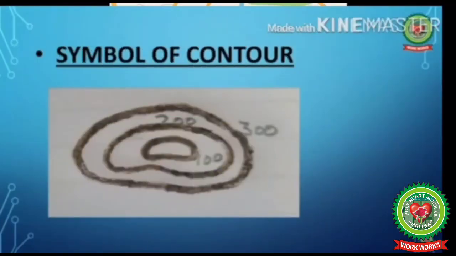Next is contour. Students, this is the symbol of contour. What is contour? These are imaginary lines shown in brown color joining the places of equal height above the sea level. The distance between the two contours is normally 20 meters.